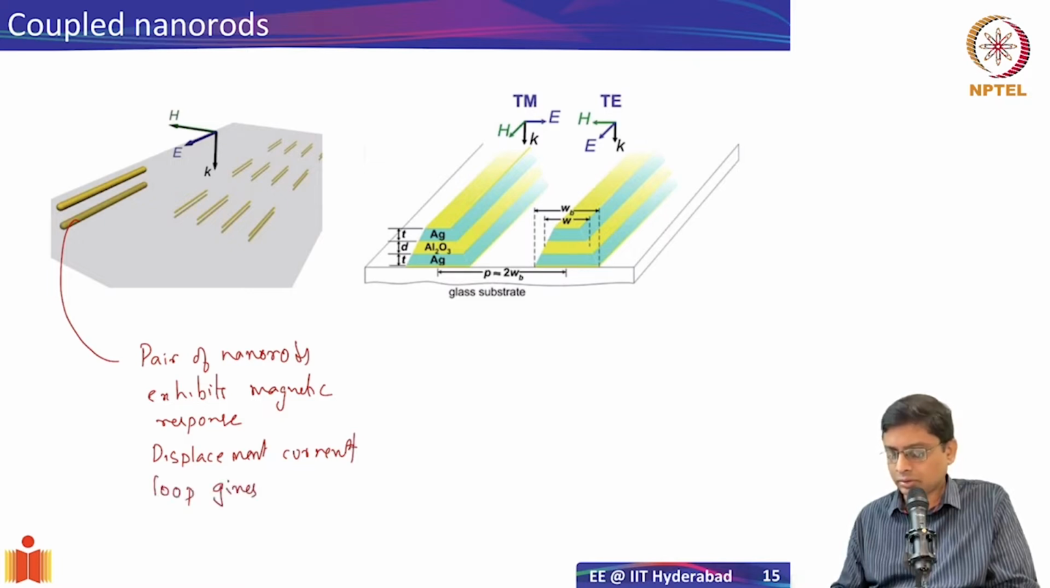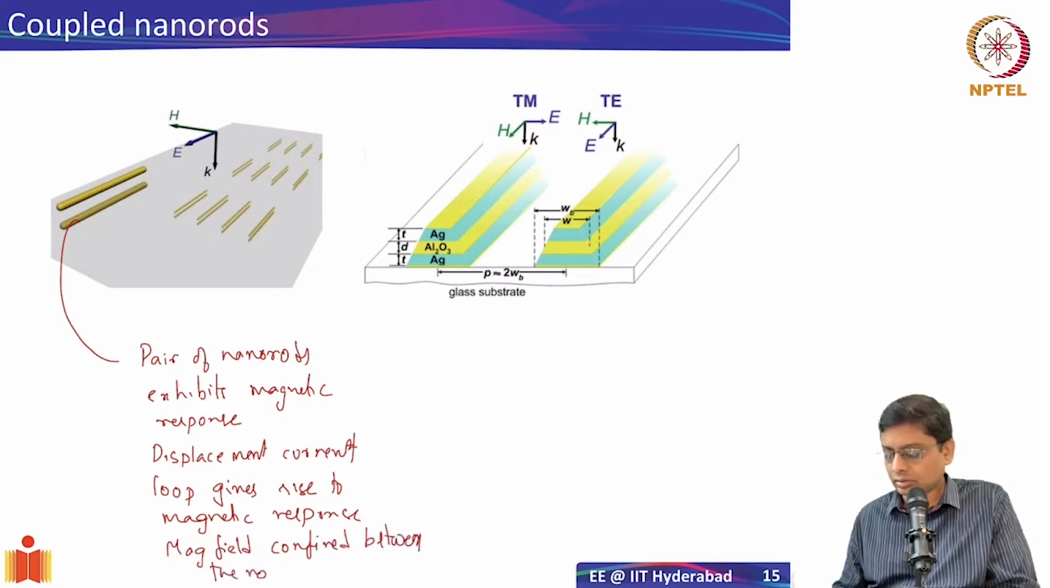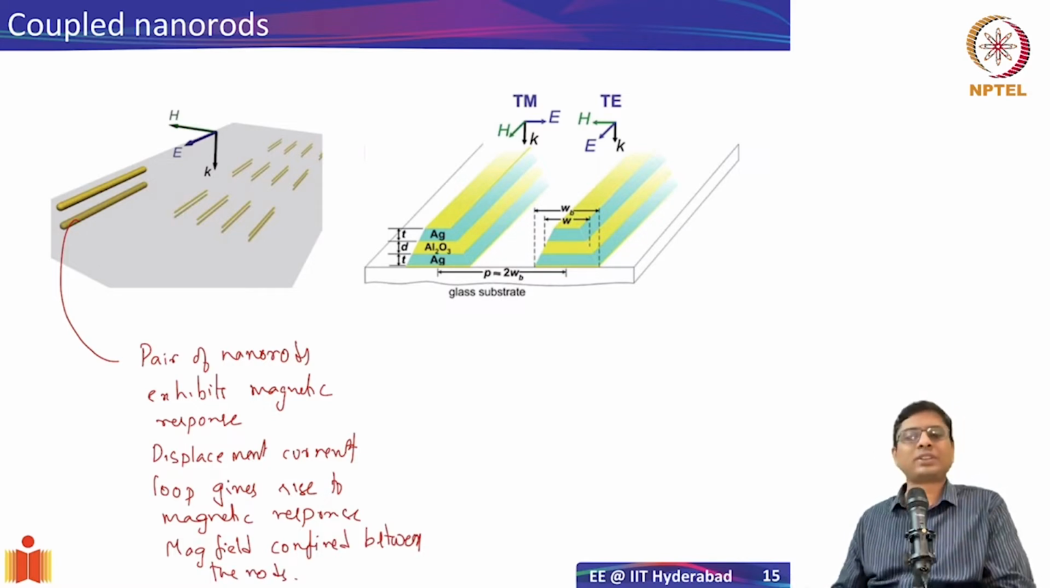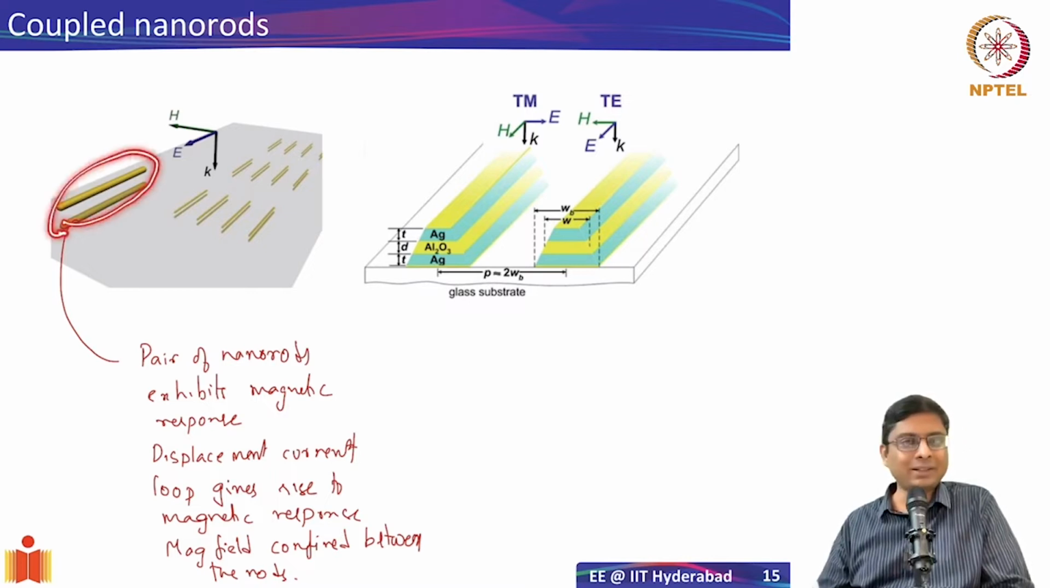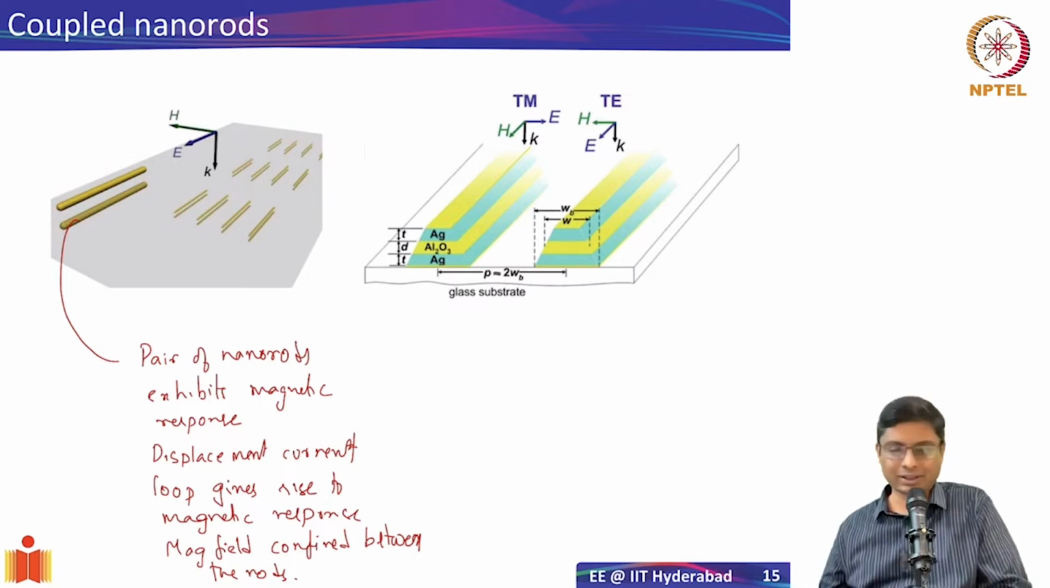This displacement current loop gives rise to magnetic response, and the magnetic field is confined between the rods. People have done simulations and showed that this can actually be used even up to near IR frequencies. But the problem is, each pair of nanorods is a meta atom having a magnetic response, and I can arrange them in a periodic lattice and create a metamaterial, right?